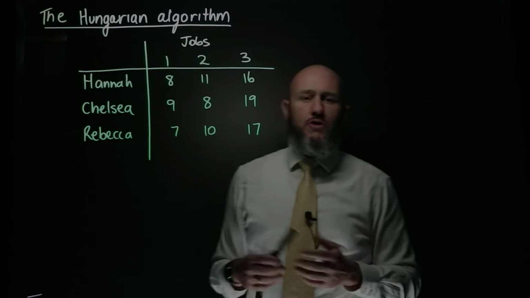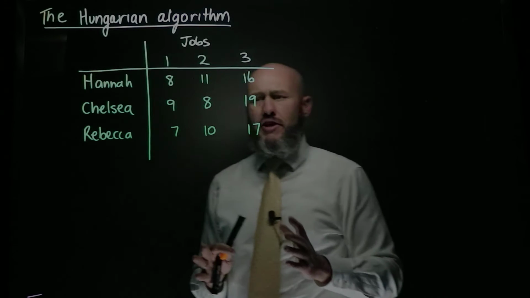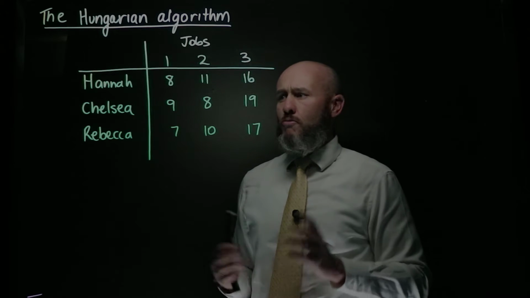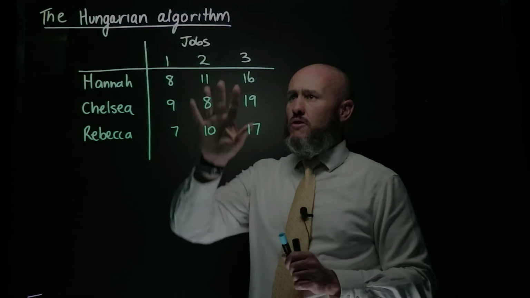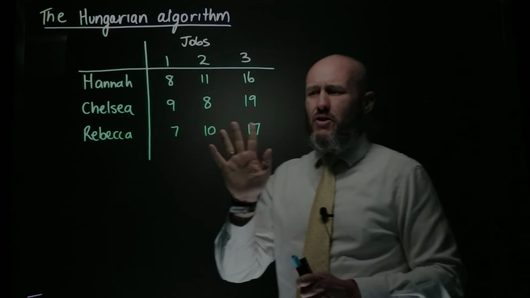Hi and welcome to Unit 4, Topic 3, Video 4. We're going to look at the Hungarian algorithm a little bit further. But first let me define what this table is. This is called a costings matrix.